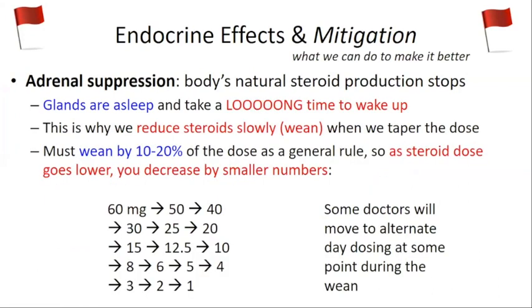It's really important to know that the adrenal glands, when you are taking steroids, they fall asleep and they take a long time to wake up. So it's really hard for them to make a burst of steroids quickly. This is why we reduce steroids very slowly and we taper the dose. And when steroids are tapered, we generally go down by 10 to 20%. So that means as the steroid dose goes lower, then you decrease by smaller numbers. And some doctors will actually wean steroids to every other day.